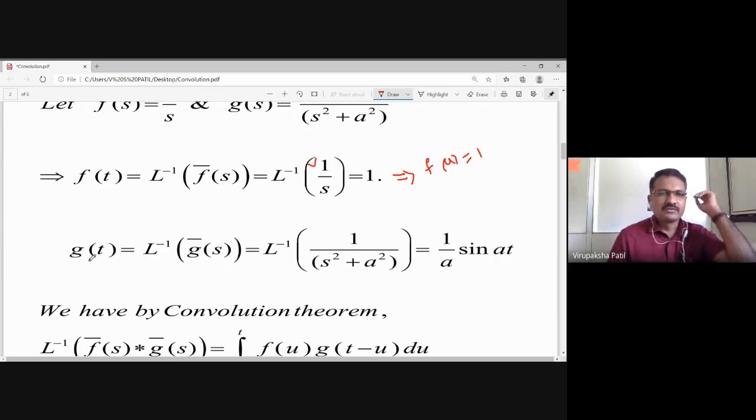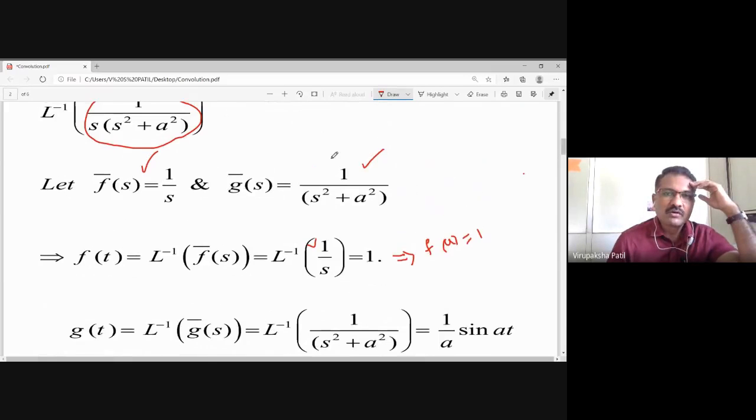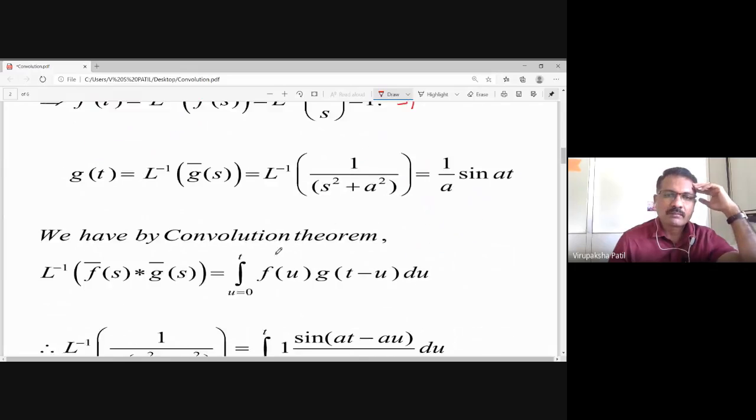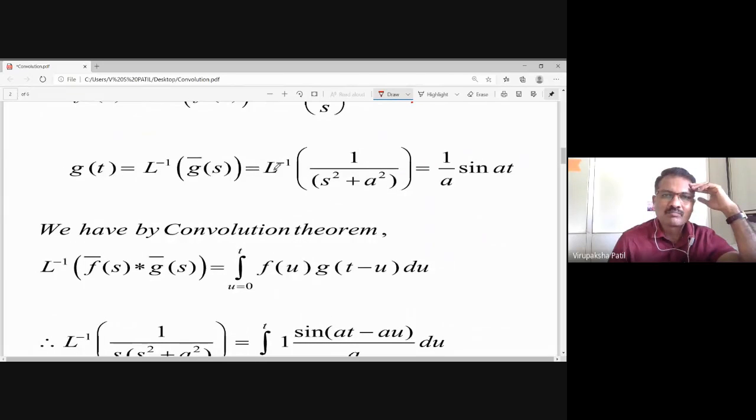Next, to calculate g of t, you have to find the inverse of this, that is L inverse of g bar s. L inverse of g bar s is L inverse of 1 divided by s square plus a square, which can be written as 1 divided by a into sine at. So this is your g of t, by using the standard results.